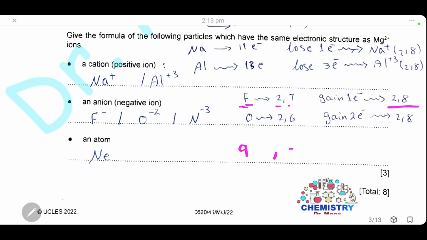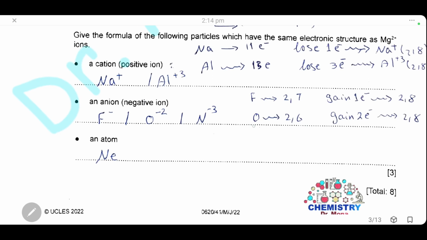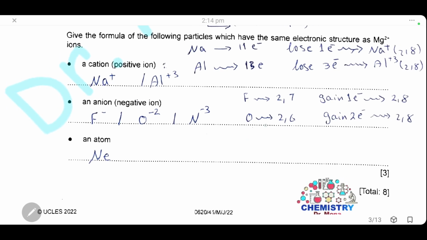Another element which can accept 2 electrons is oxygen. Oxygen has a total of 8 electrons. It will accept 2 electrons to get a total of 10, and it will form a negative ion of -2 because it gained 2 electrons. So the oxygen ion will also be 2,8.